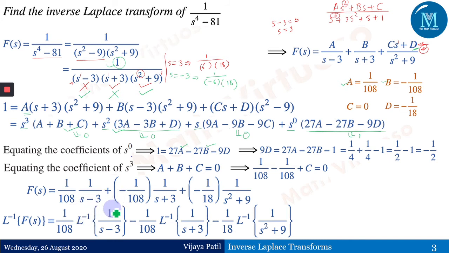Now L inverse of 1 upon s minus 3 is nothing but e to the power 3t, 1 upon s plus 3 Laplace inverse is e to the power minus 3t, and this is nothing but 1 upon 3 into sine of 3t. So we have already got minus 1 upon 18 over here, so again into 1 by 3 will be there. So it's minus 1 upon 54 that will come here as the answer at the end, right?